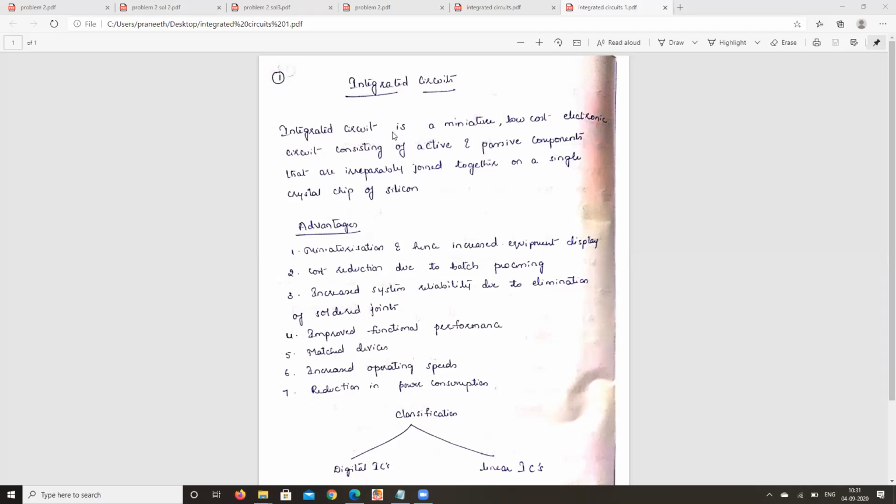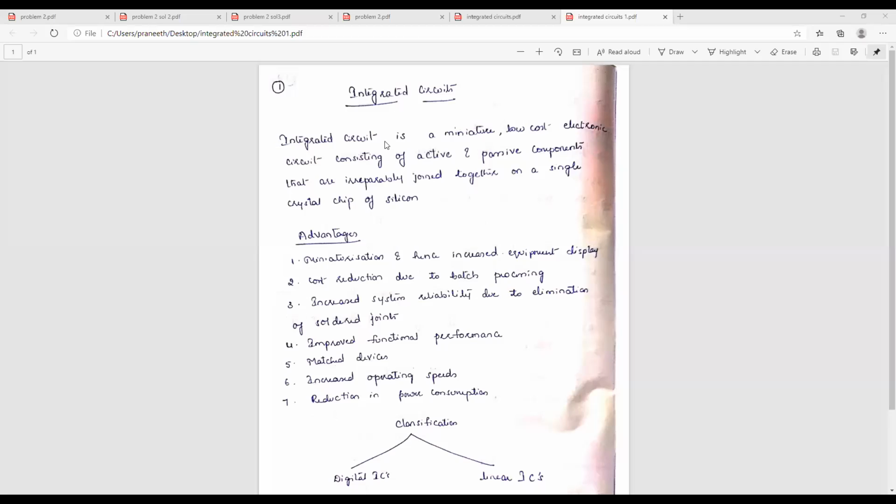It means once you have fabricated the IC, once the IC fabrication was over, internally you can't separate them. Irreparably joined together on a single crystal chip of silicon.